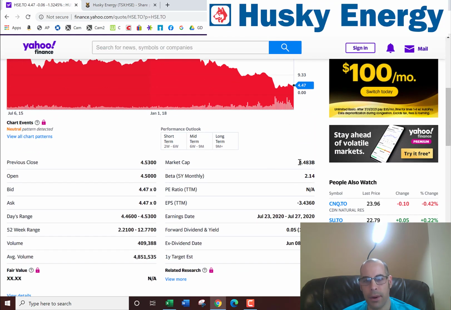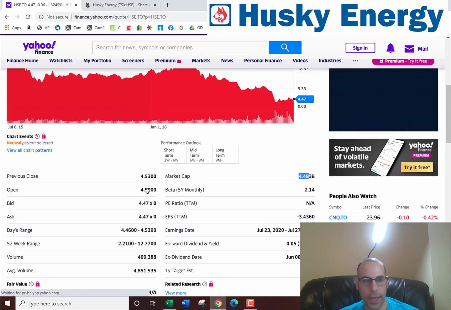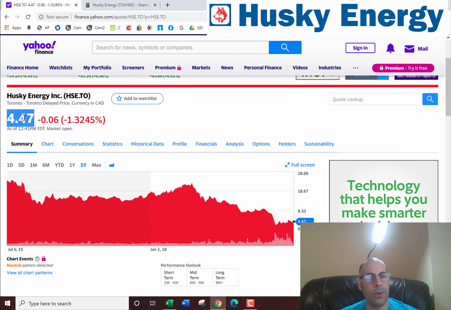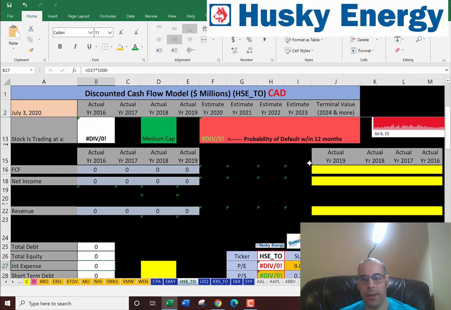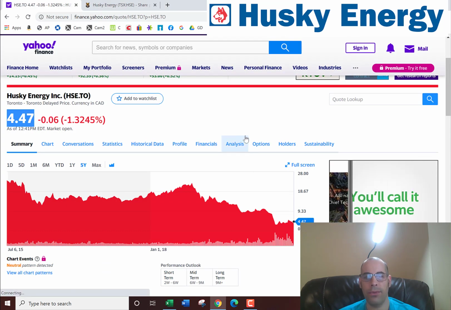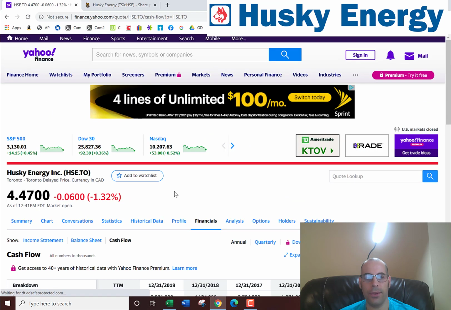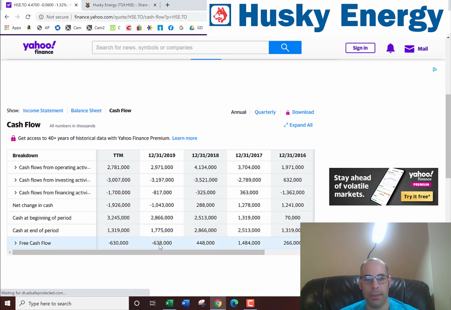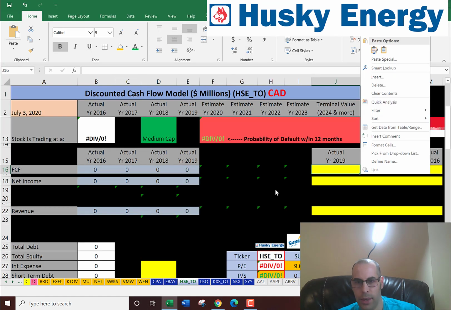This company has a market cap of $4.48 billion. And they're trading at $4.47. And next we're going to need the free cash flows. And free cash flow is how you value a company. You estimate the future free cash flows, and then you discount that number back to today's value. And that's what I'm doing in the video here right now.